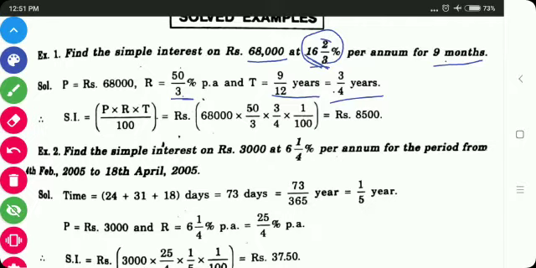So simple interest is equal to P into R into T upon 100. So it is 68,000, rate is 50 upon 3, time is 3/4, divided by 100, meaning into 1 upon 100. So your simple interest is rupees 8,500.